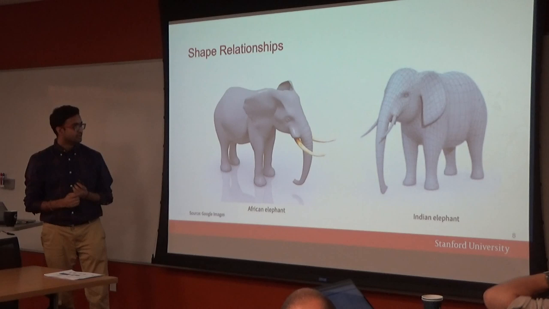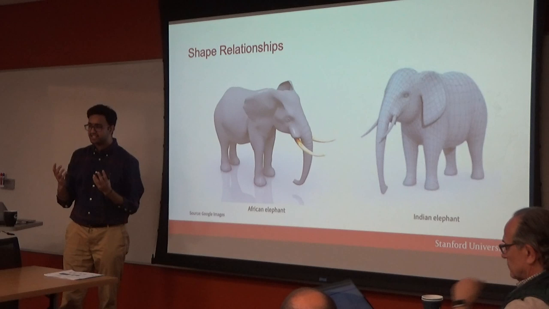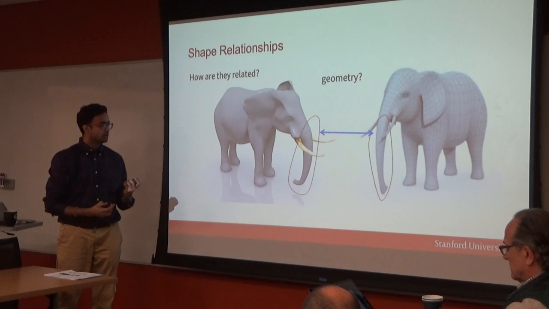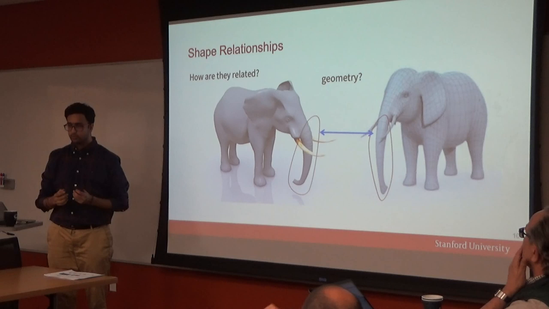So say I have an African elephant and an Indian elephant. If I want to relate these two, what I want to relate is the elephantness between them. That's what I want to capture. And how do I go about capturing this? There are multiple similarity perspectives by means of which one can analyze these pairs of images or shapes. One is the geometry. Both these shapes have a trunk with tusks flanking it on both sides. So you can use a common geometry to relate them.